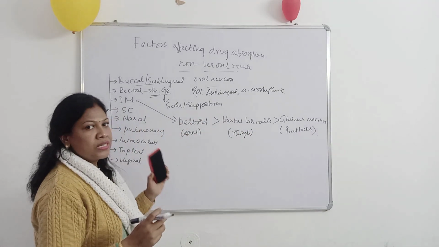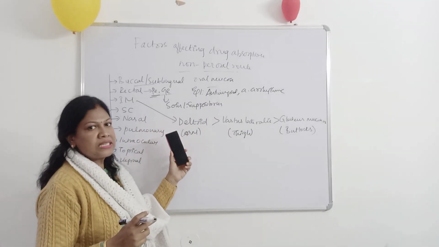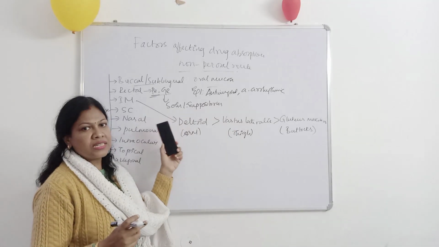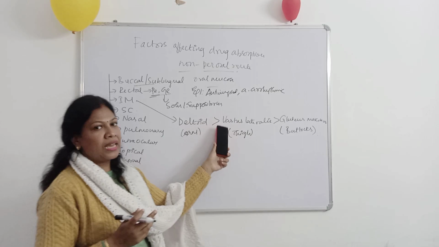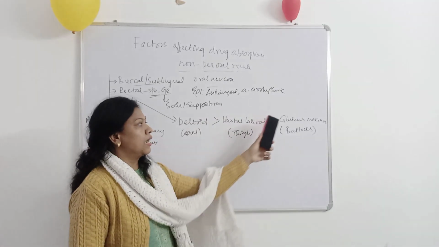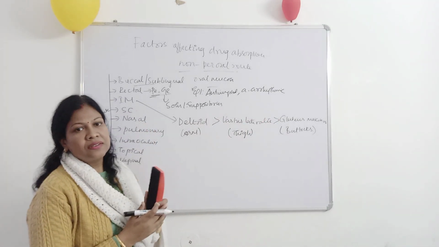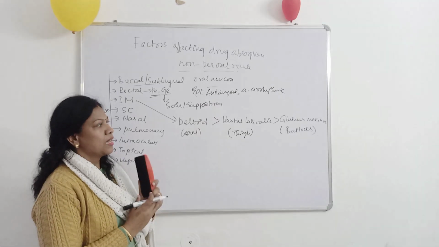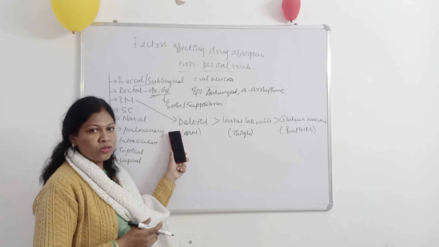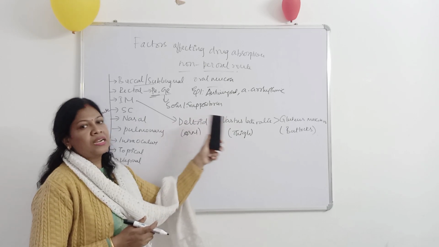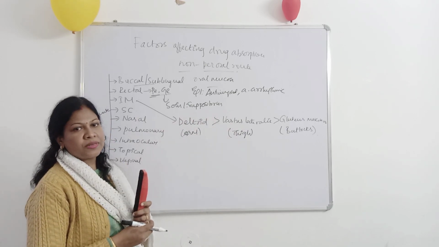The blood flow is in the decreasing order I have mentioned, that is, the deltoid muscle has the maximum blood flow, then the thigh muscle, and lastly the buttocks muscle, which is known as the gluteus maximus. So blood flow is most in the deltoid muscle, least in the gluteus muscle.